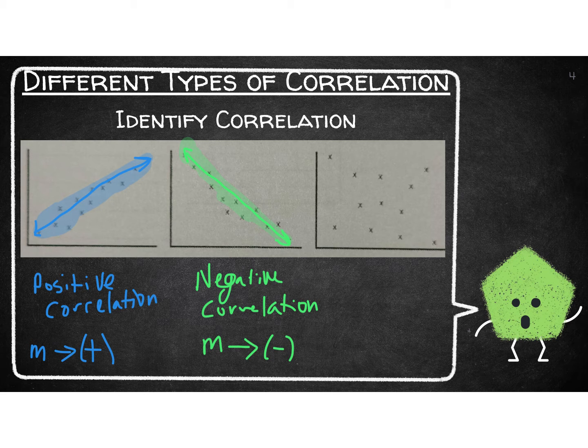All right, and then this third example here, it is just all over the place. The points are just kind of random. There's no rhyme or reason to where they are. So in these instances, we would say there appears to be no correlation. Okay, so you can either have positive, negative, or none. And if it is no correlation, then we pretty much can't do anything with it. There's no relationship between the two variables, so there's really nothing we can say about it.